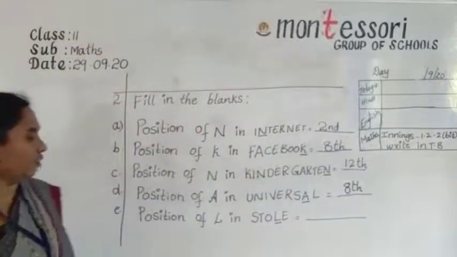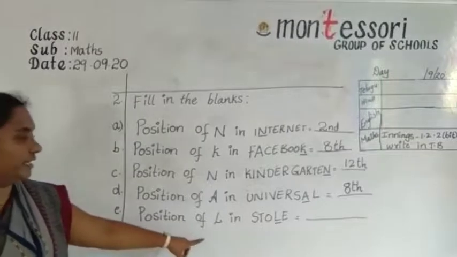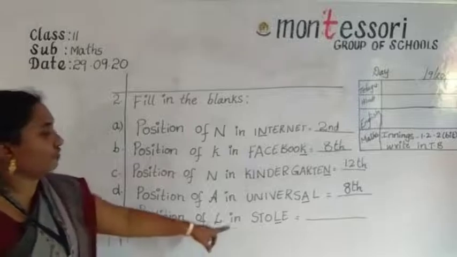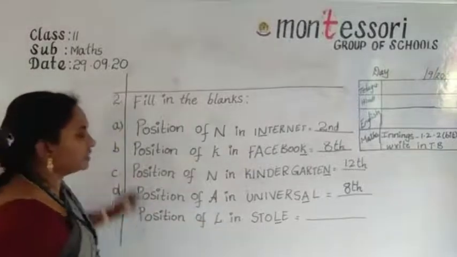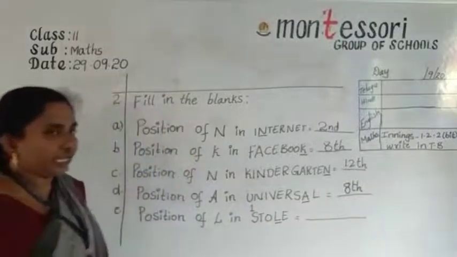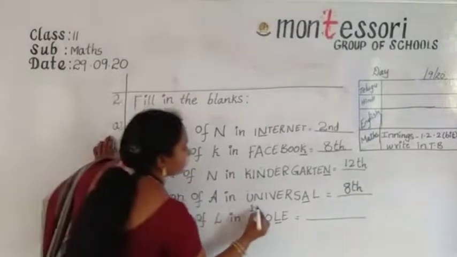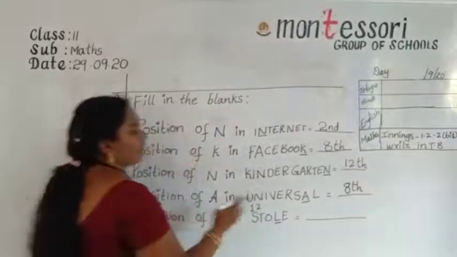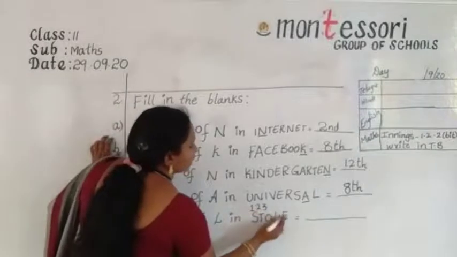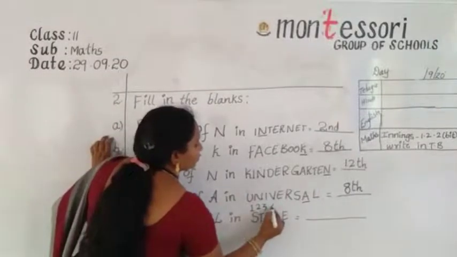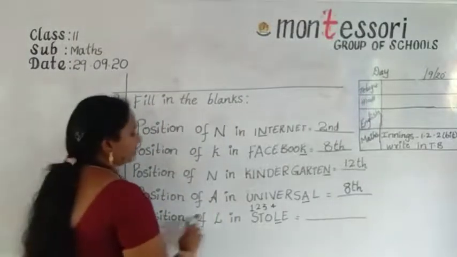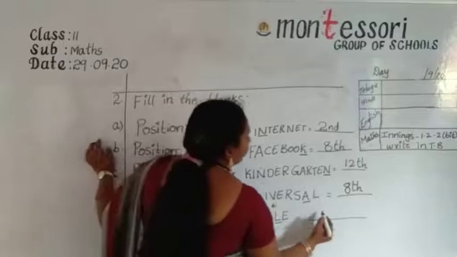Understood? Now next, position of L in stole. S in first position, T in second position, O in third position, L in fourth position. So the answer is fourth. The position of L in stole is equal to fourth.